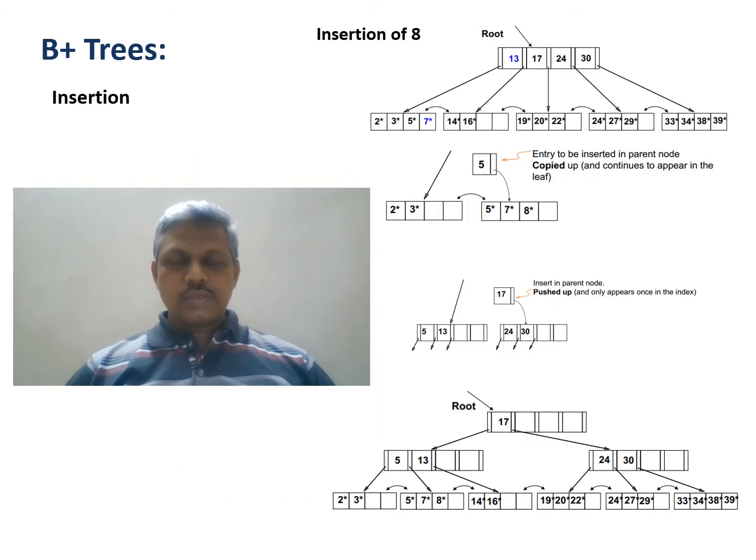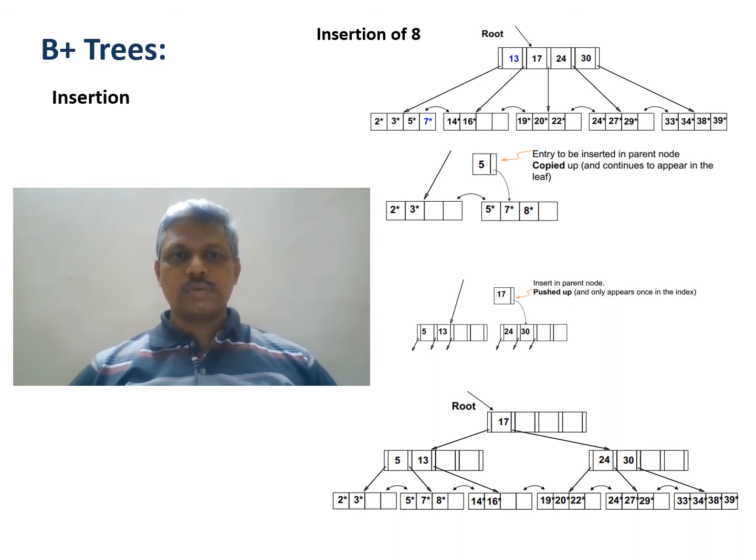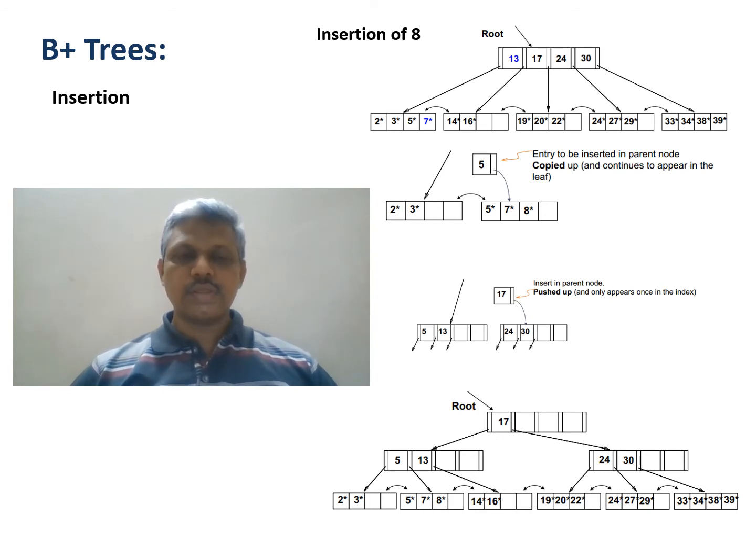Now let us try to observe how the insertion of a key value takes place. Let us see an example with the root node consisting of 4 key values 13, 17, 24 and 30, with 4 children, and they are all leaf nodes. Now suppose I want to insert 8. Starting from the root node, 8 is less than 13, so go to the left child, and 2, 3, 5, 7 are the key values over there, and it is already full. The capacity is full, so we cannot insert 8 over there.